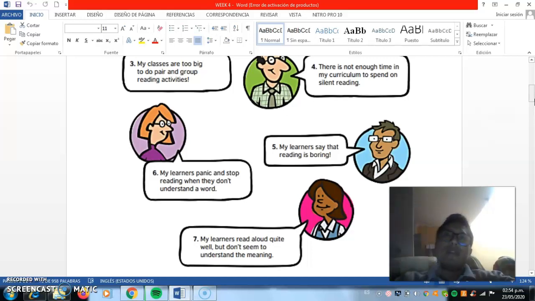So step by step, you can do that, and later you have to challenge them and present a difficult text. Yes, that is true, but at the end, much better. That's why it depends most of the time on the English level of our students. Number six. My learners panic and stop reading when they don't understand a word. That's why we need to practice our pre-reading activities here. We have to propose some activities where they get some definitions or ideas of important, difficult vocabulary that they will face during their reading.